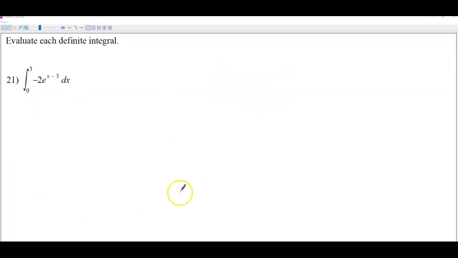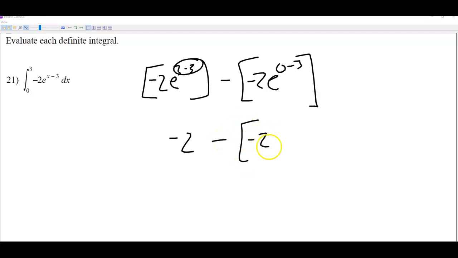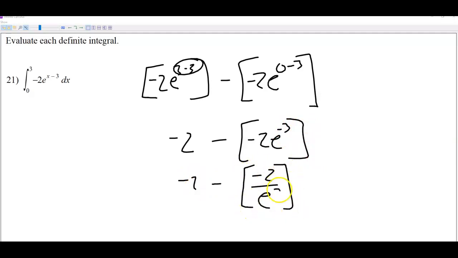All right, so there's that. So then applying the fundamental theorem of calculus, we have -2 e to the 3 minus 3 minus -2 e to the 0 minus 3. And so this is just 0, and e to the 0 is just 1. So -2 times 1 is -2, so we're just left with that. This guy here, we have -2 times e to the -3, which is -2 over e cubed. And then these two can become positive, so now I've got 2 over e cubed.